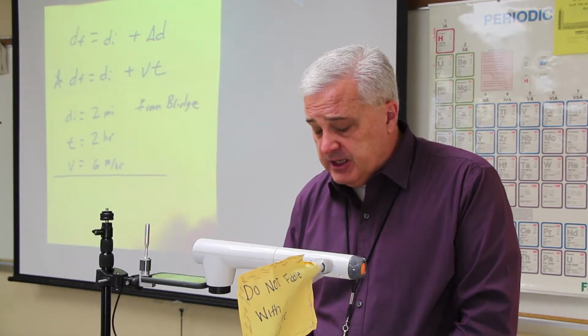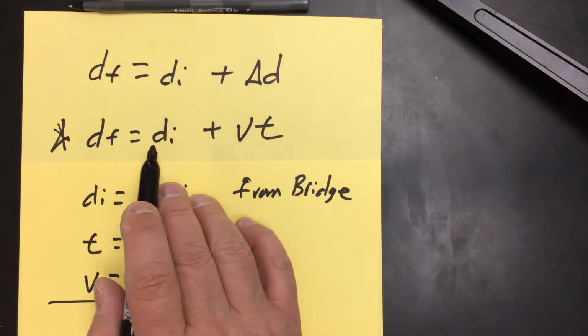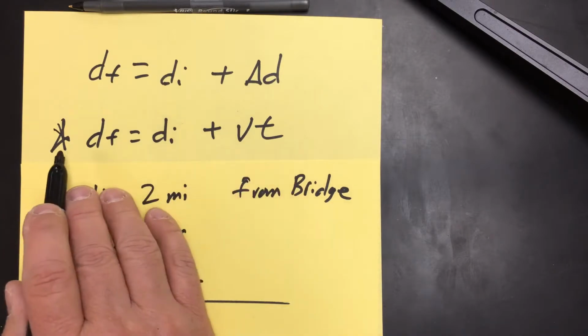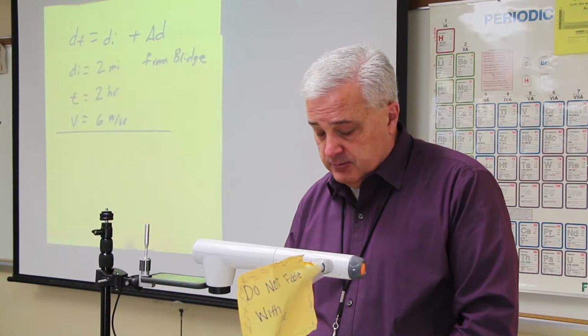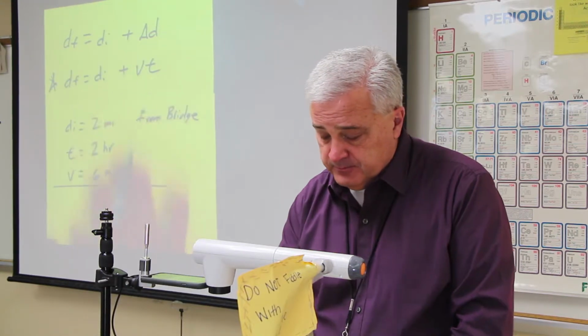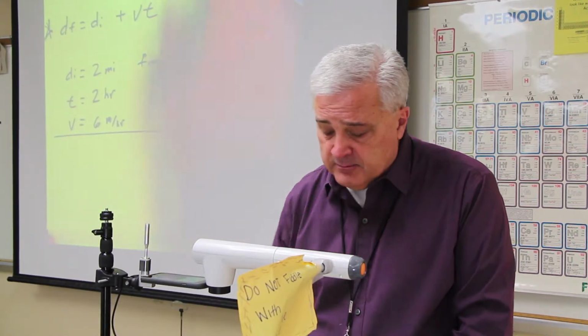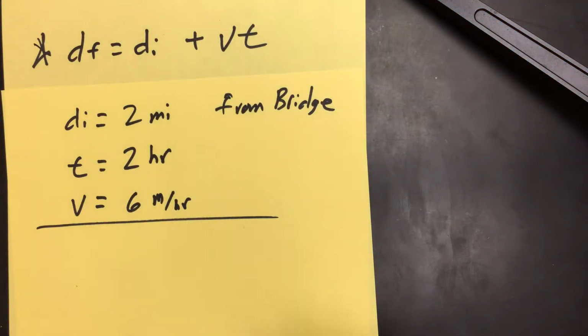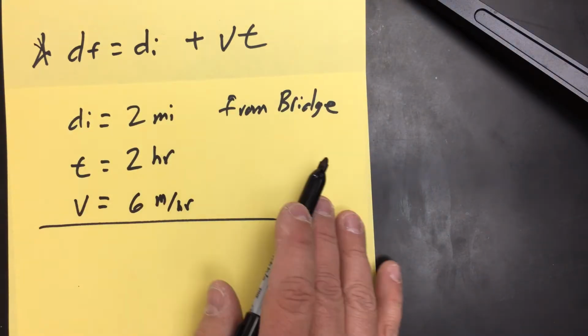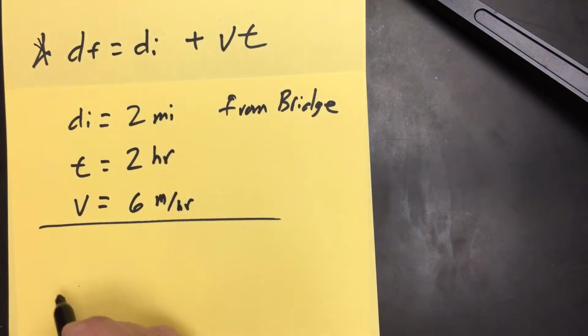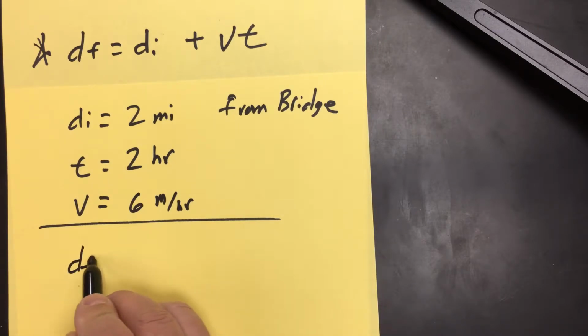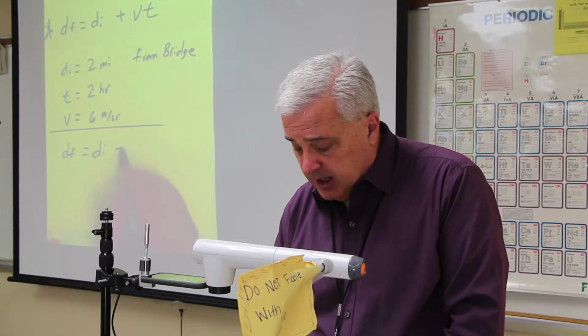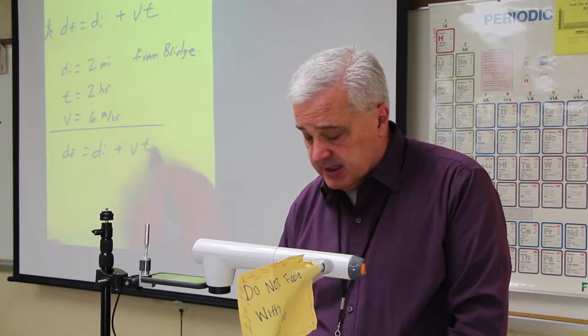So here's our relevant equation. This is the equation that connects distance, velocity, and time to the final distance. So I'm going to rewrite that equation, and then, following our method for solving problems, find the relevant equation, find what's given, plug it in, and then do the math. So the relevant equation is the final distance is equal to the initial distance from the bridge plus velocity times time.